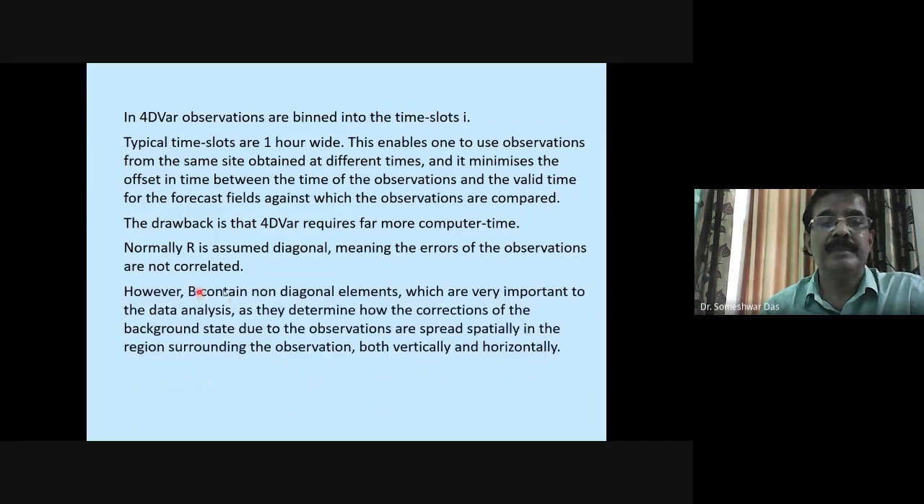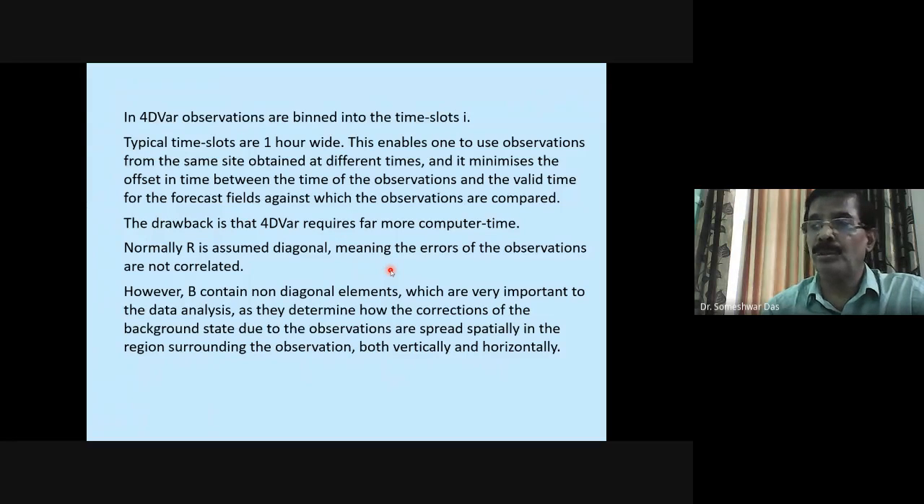However, the B background error covariance matrix contains non-diagonal elements which are very important to the data analysis, as they determine how the corrections of the background state due to the observations are spread spatially in the region surrounding the observations, both vertically and horizontally. Because in the 3D VAR, you are taking care of three-dimensional observations horizontally as well as vertically.